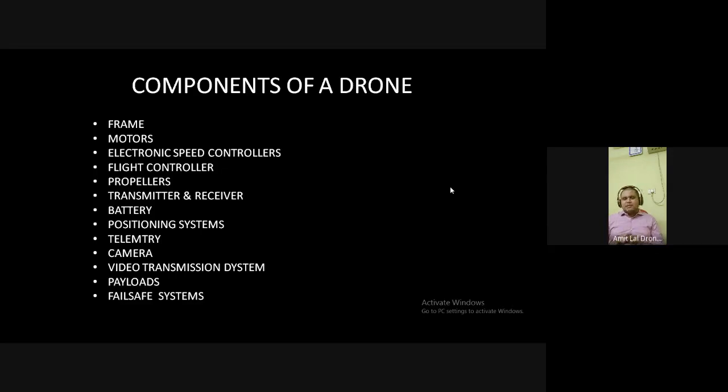But presently, at least 99% of drones are working on the principle of using motors for creating thrust and then operating them.